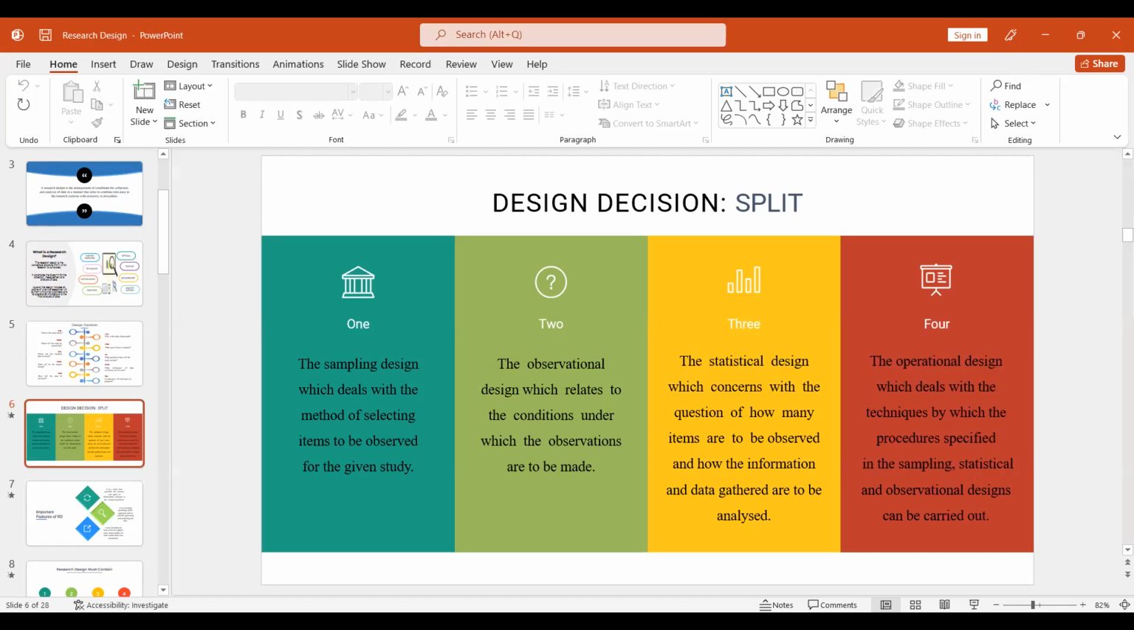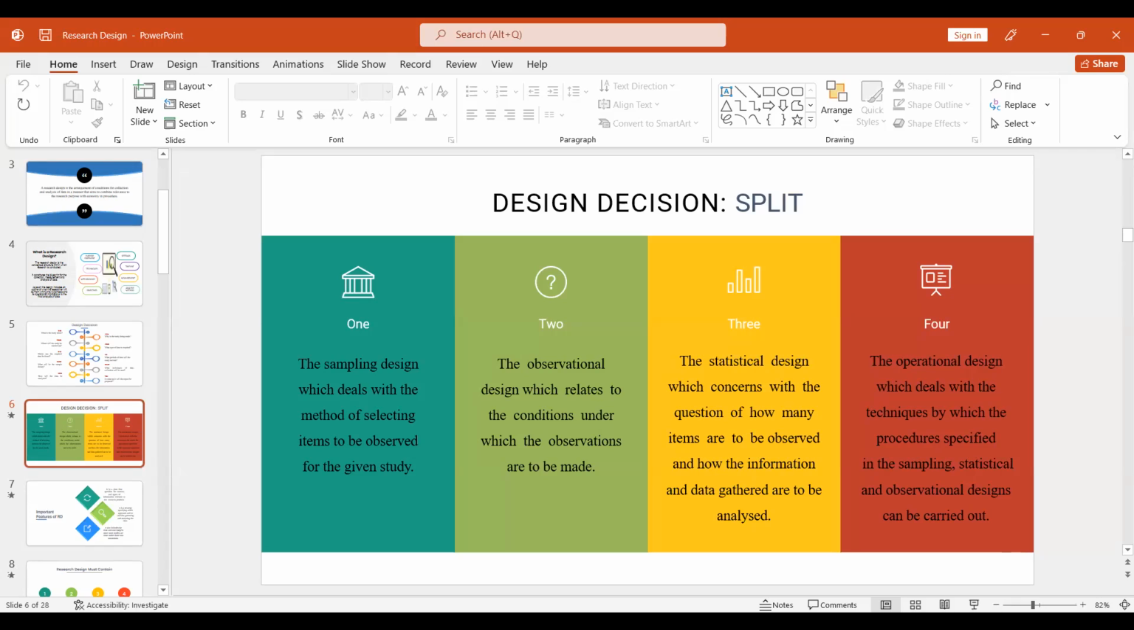Two, decision is regarding the observational design, which relates to the condition under which the observations are to be made. So this observation, say for example, maybe in terms of buildings, the buildings in terms of the cold or the warm or the silent, as well as the height of the ceiling, that is also to be observed and relate with the weather of the particular area or the city.